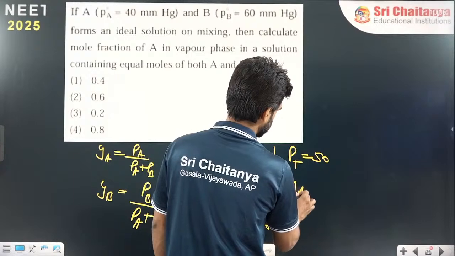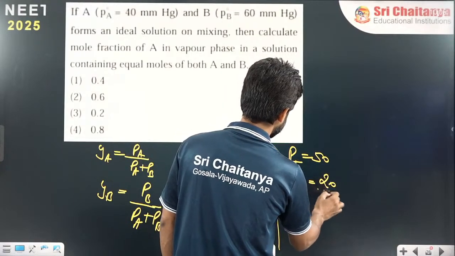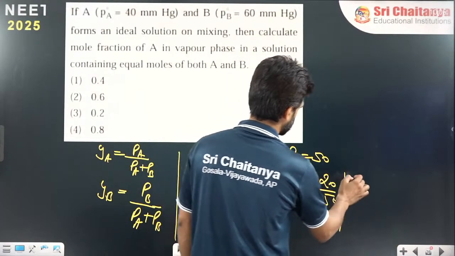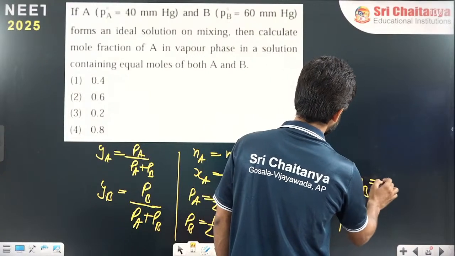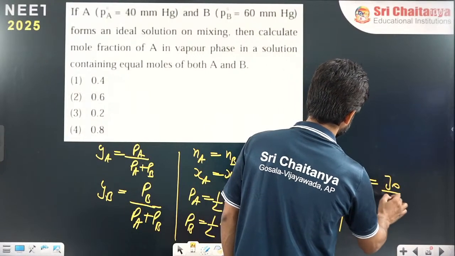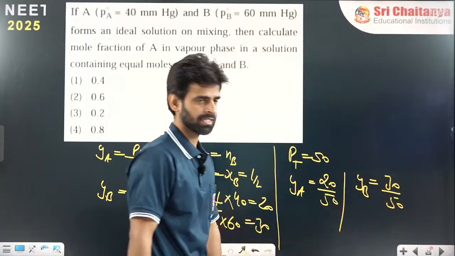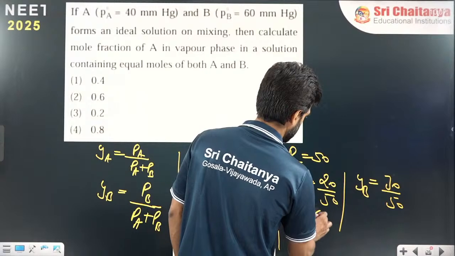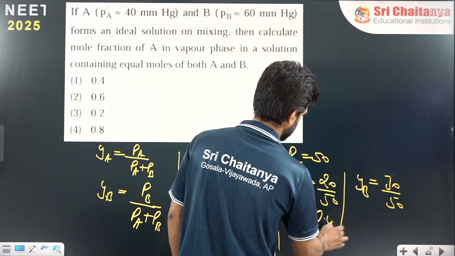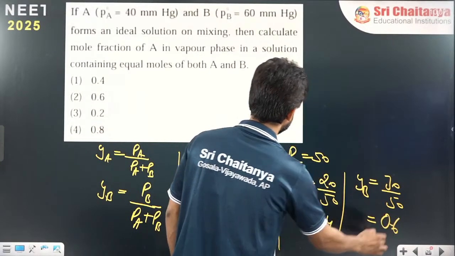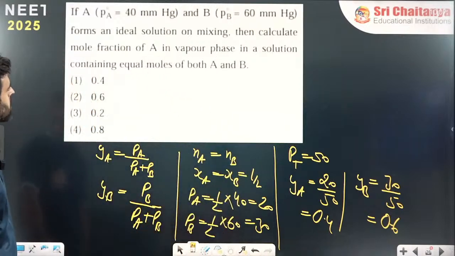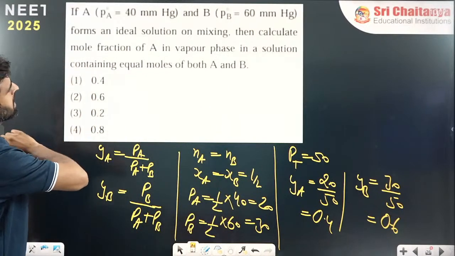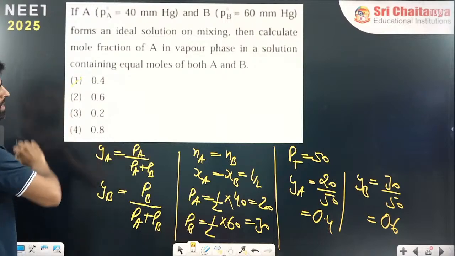So what's YA, beta? YA is 20 by 50. And what's YB? It's 30 by 50, right? Easy to find. You can see. So what's coming from here? It's coming 0.4 and 0.6, right? It's asking for A, so 0.4 you can say, right?